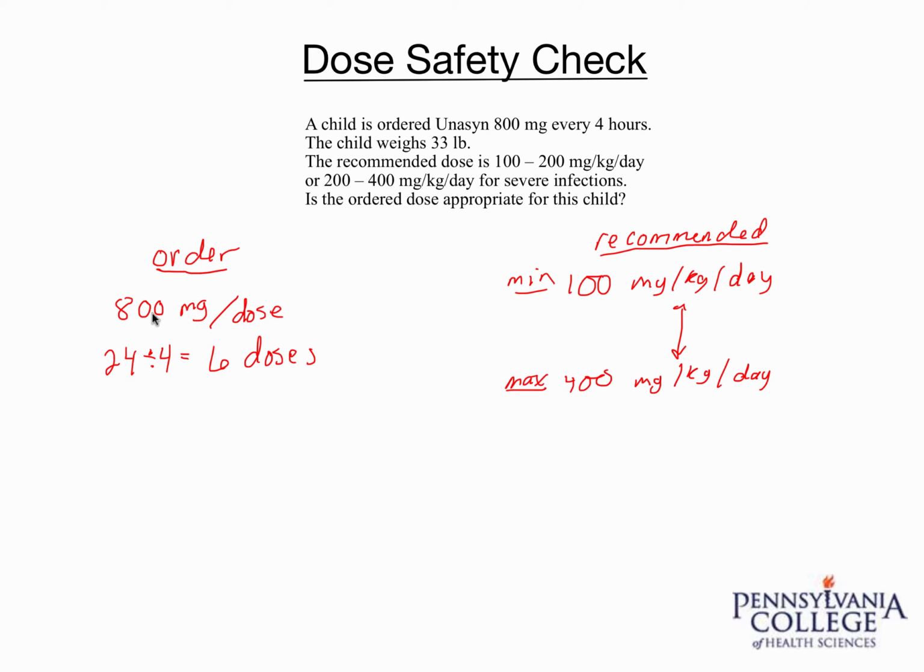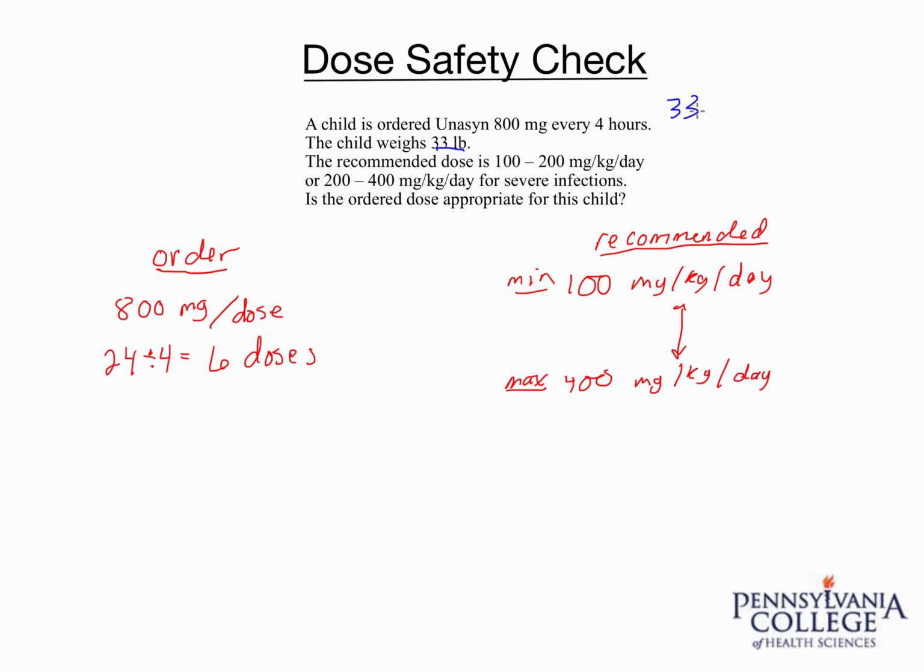Now again, the problem is that these two units don't match. We have 800, and if you were to say right now that 800 is not in that range, therefore it's not safe, that wouldn't be accurate. The reason is that the order is in milligrams per dose, while this is in milligrams per kilogram per day. One thing we need to do is deal with this per kilogram, which is getting in the way. We know the patient should receive 100 milligrams for every single kilogram they weigh. So we need to determine how many kilograms this patient weighs. Up above, we know the patient weighs 33 pounds.